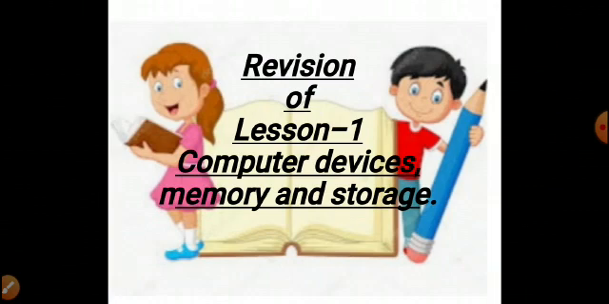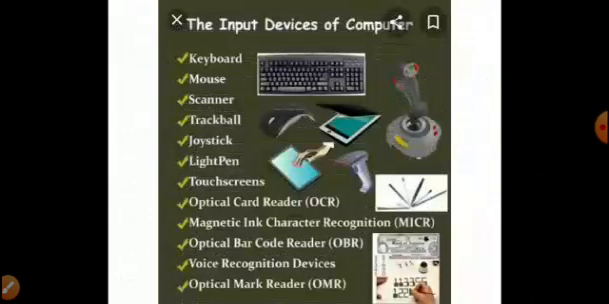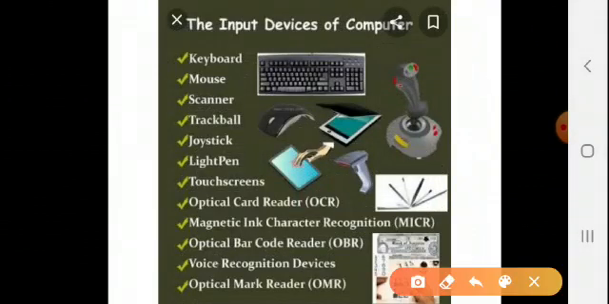There are 4 main types of devices that make a computer work. First of all, we will see input devices. What are input devices? The devices which are used to enter data or information into the computer are known as input devices. Some commonly used input devices are, as we can see in the picture also, first of all, the keyboard.